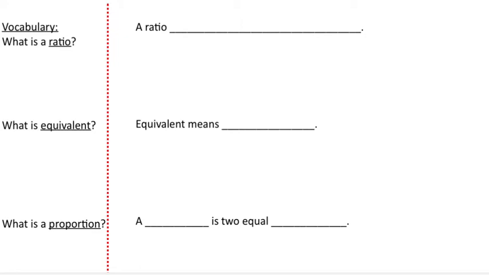So first of all, what is a ratio? Now remember, a ratio compares two quantities. Like I'm comparing dogs to cats, I'm comparing boys to girls. That's what a ratio is. What is equivalent? Well, equivalent just means equal.